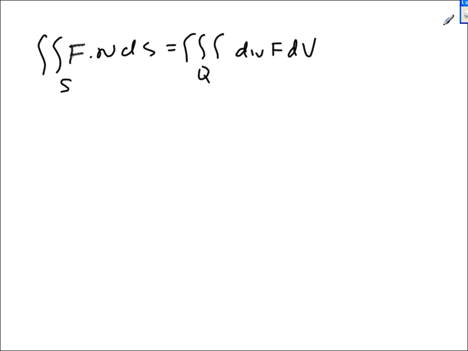Under the following conditions, Q has to be a solid region bounded by a closed surface S, oriented by a unit normal vector directed outward from Q. It has to be outward. If F is a vector field whose component functions have continuous partial derivatives in Q, then this is true.